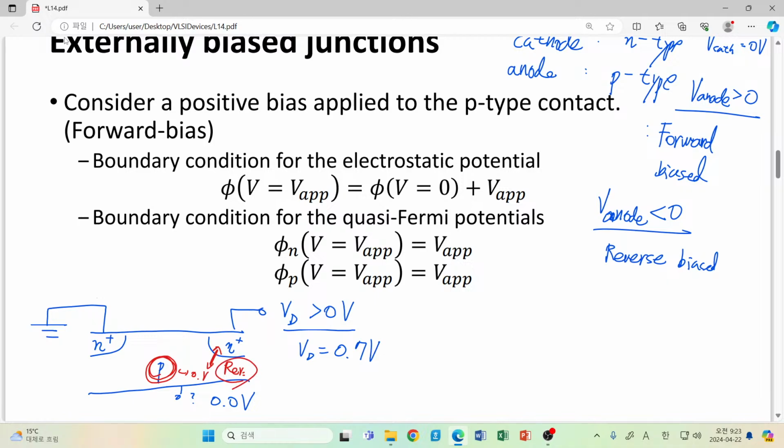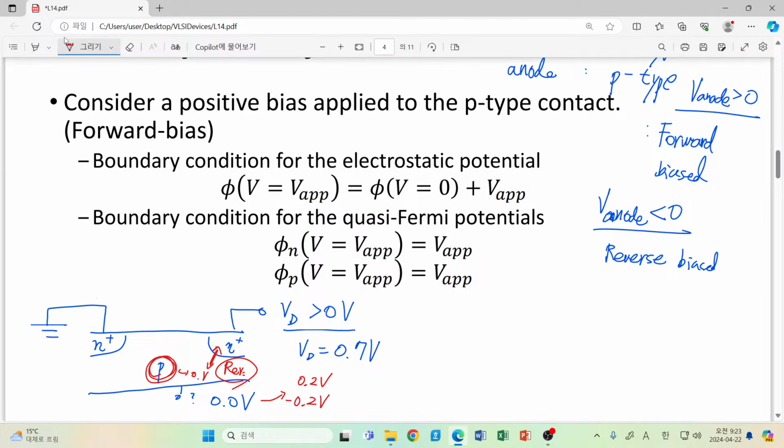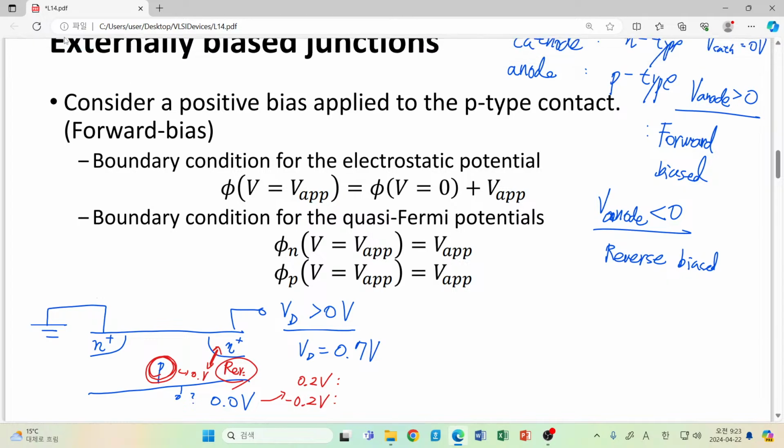Okay, so now think about this one. Here we have a substrate. Now I want to apply 0.2 volt or minus 0.2 volt. Please think about the operational mode of these two cases. It really happens in real devices. Sometimes we apply a non-zero voltage to our substrate to control the threshold voltage.